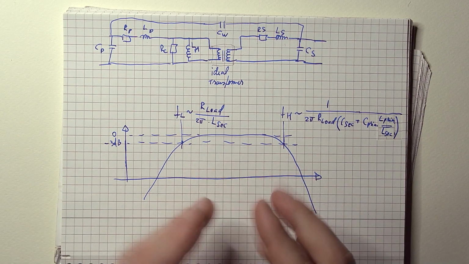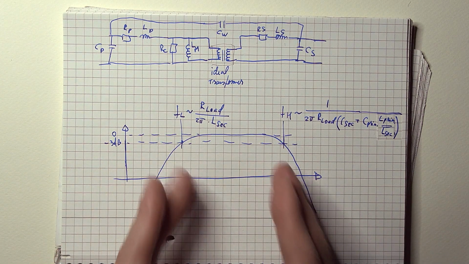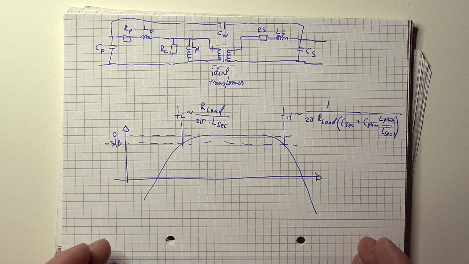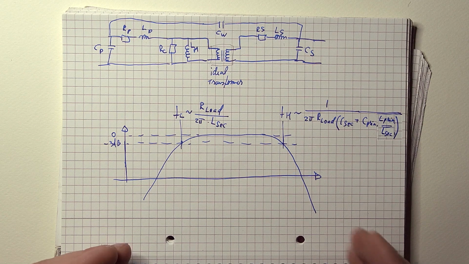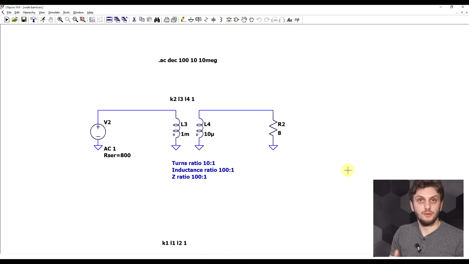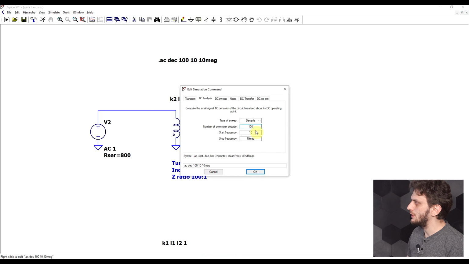And this will determine the bandwidth in which the transformer has a flat response, and outside this we have a filtering effect, so high pass on the lower frequencies, low pass on the high frequencies. Now the best way to test this out in the simulator is by using an AC simulation. So a simulation that you perform between various frequencies to see how your impedance matching transformer will behave.